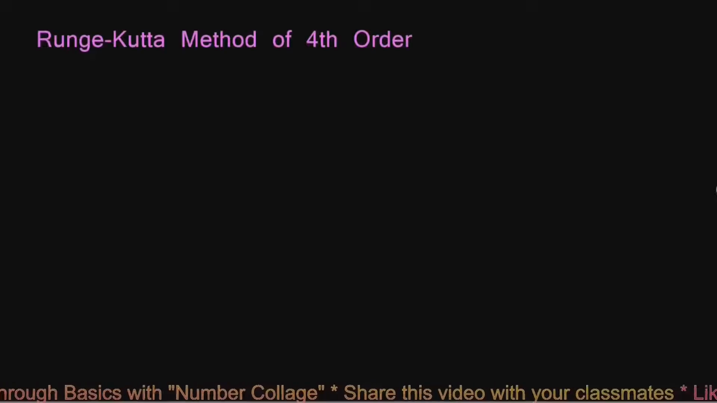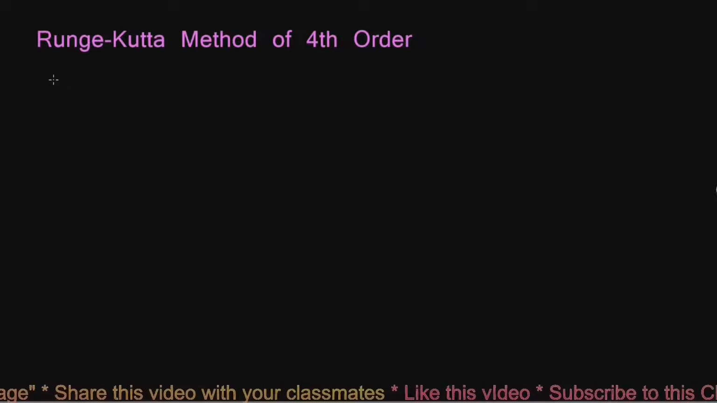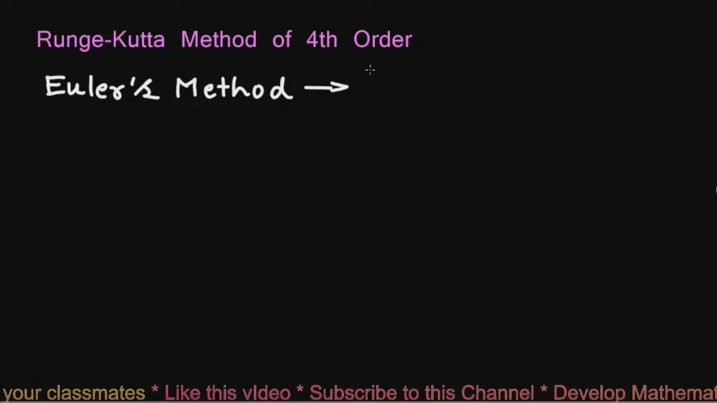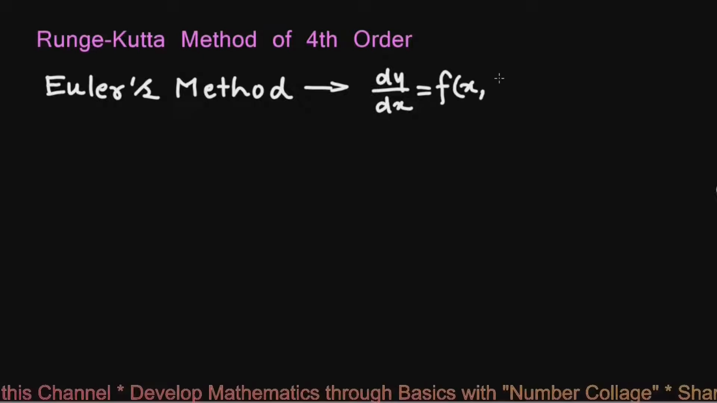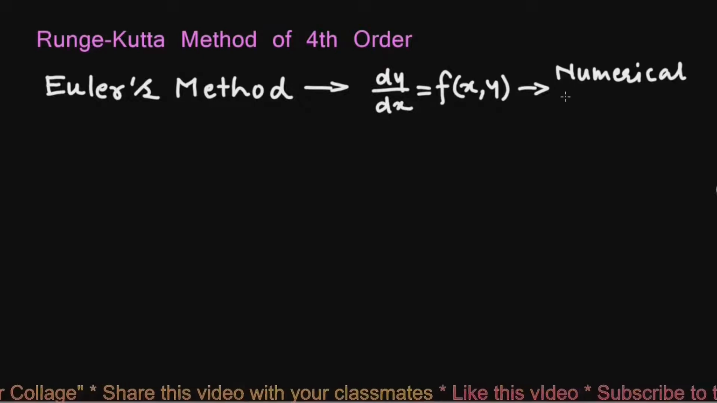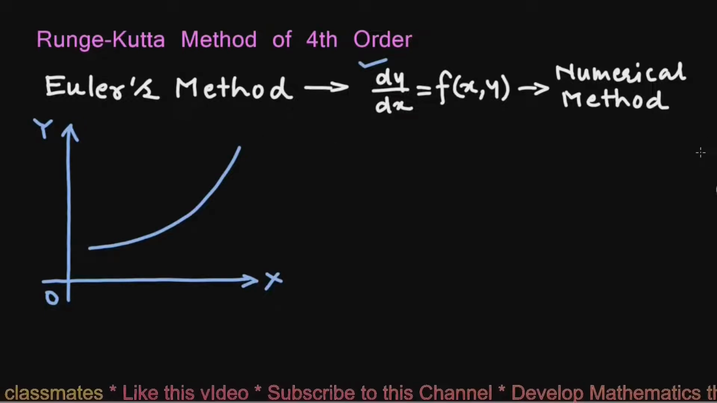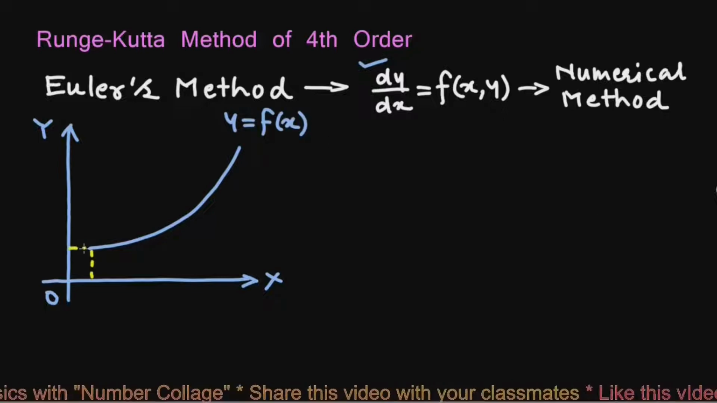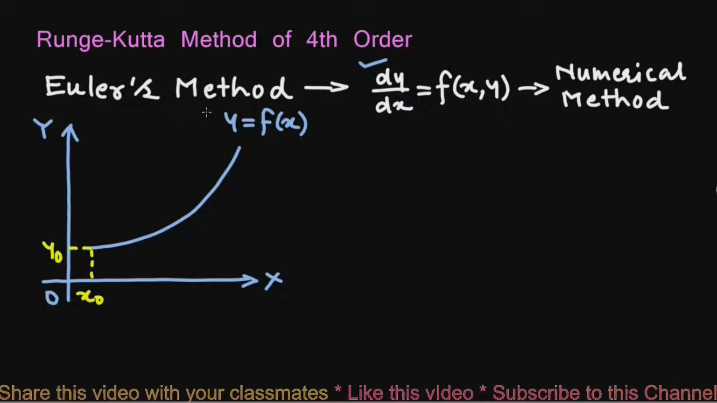In this video, we are going to discuss Runge Kutta method of fourth order. In my earlier videos, we have discussed Euler's method, in which we have seen how to solve differential equation dy by dx equals f of x comma y by numerical method, in which we have drawn graph of solution of this differential equation y equals f(x), where we have chosen an initial point x0 y0 on this solution curve.